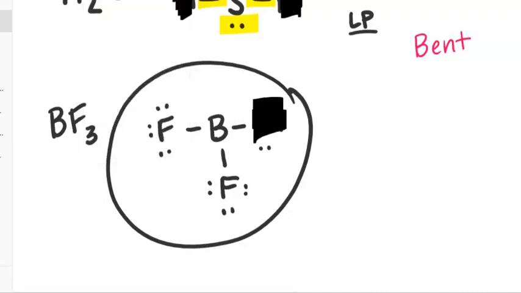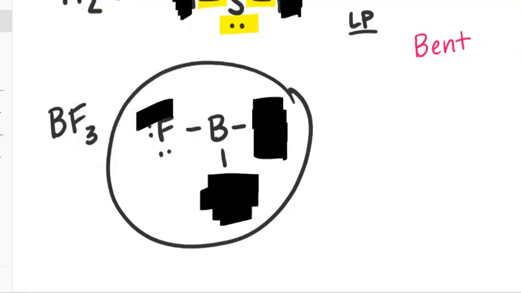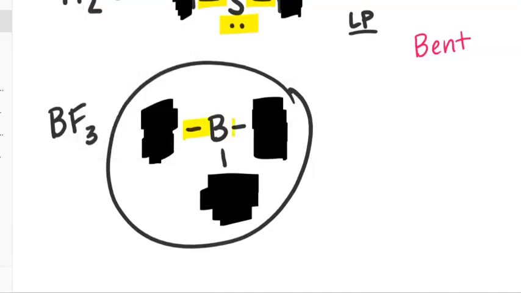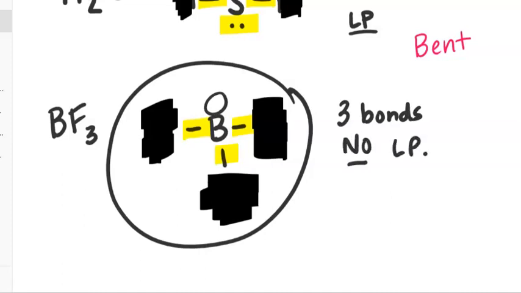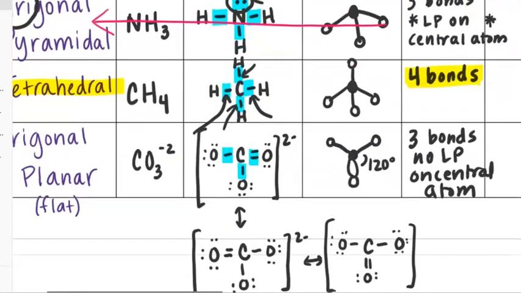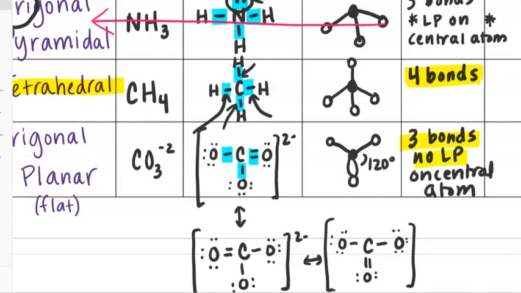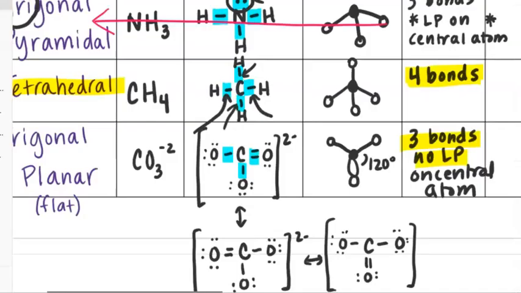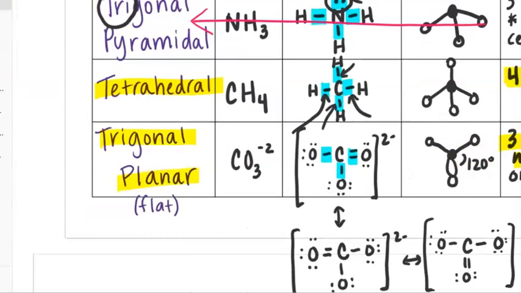So again, we ignore all of the exterior atoms, and we simply look at the central atom. How many bonds do I have? 3. I have 3 bonds, and notice that empty spot, no lone pairs on that central atom. So we go to our notes. 3 bonds with no lone pair is going to be, sorry about that, this shape right here, it's trigonal planar.